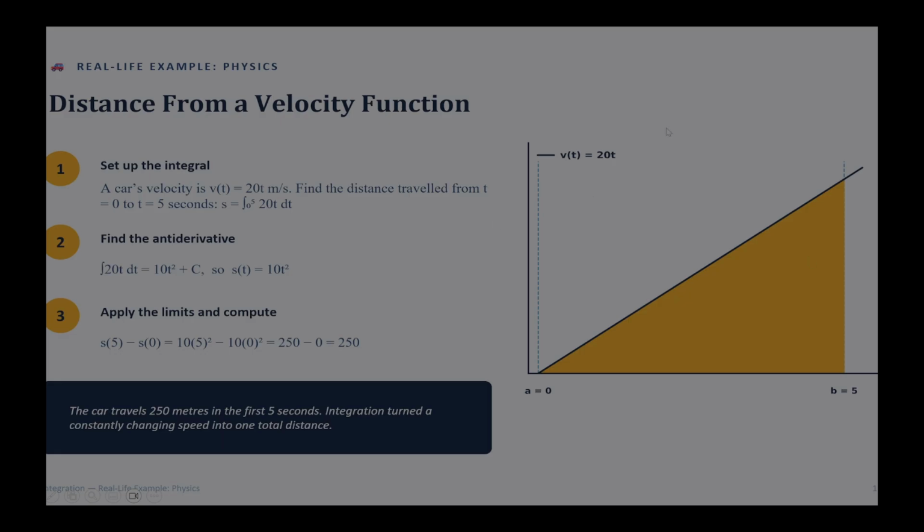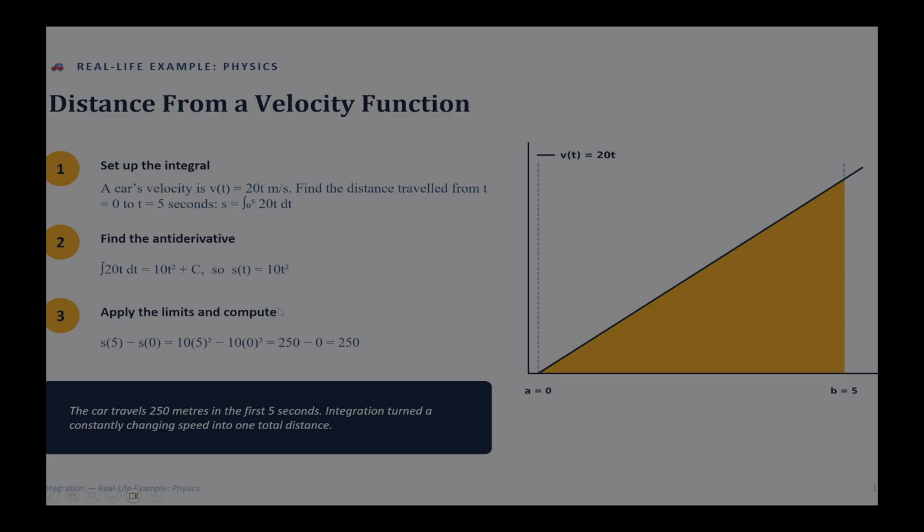Let's start with the example on velocity, right? Set up a car with velocity v(t) equals 20t, in meters per second. Find the distance traveled from t equals 0 to t equals 5. We know the velocity is increasing very fast, but we want to find the area. So we integrate from 0 to 5 of 20t dt. Find the antiderivative: the integral of 20t dt equals 10t squared plus C. So s(t) equals 10t squared.